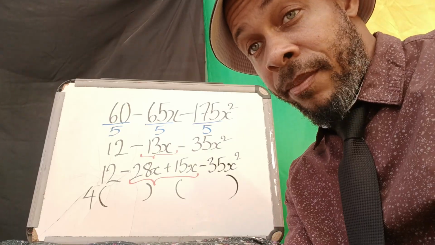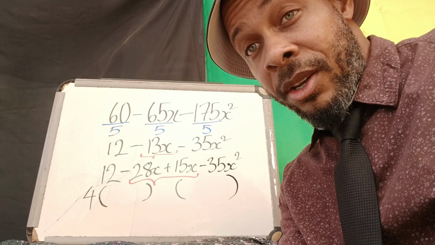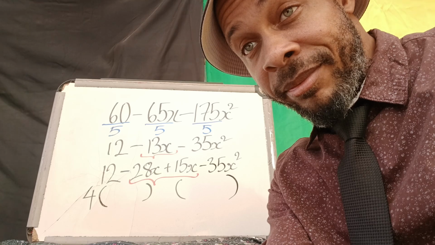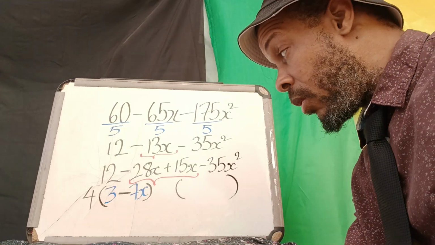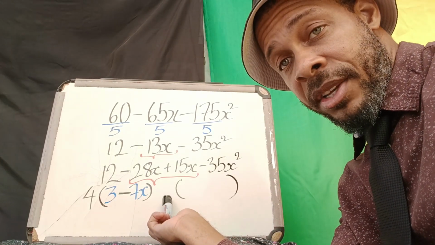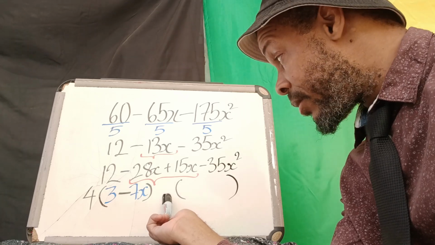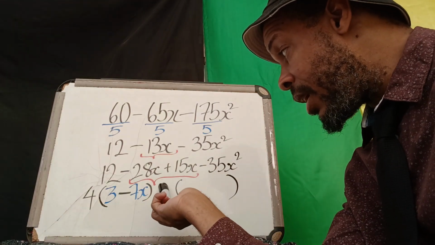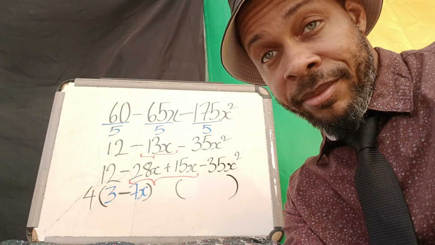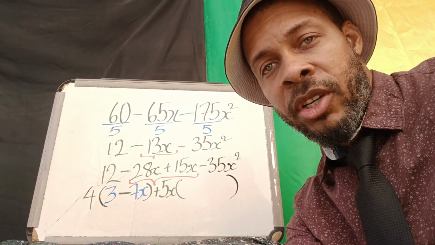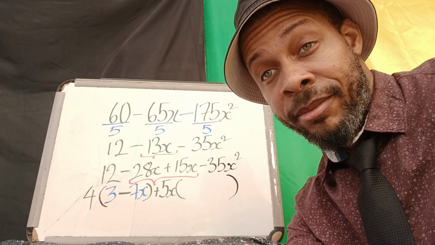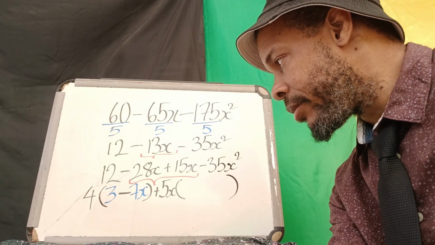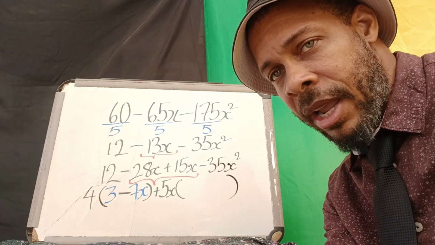Alright, so here's the fun part. Divide 12 by 4 and minus 28x by 4, and you'll have what you get in the bracket. Now, what if you don't know what's going to go right here? We divide this by this, or this by that, and that's going to go there. The magical 5x appears. And you can always just copy and paste that.